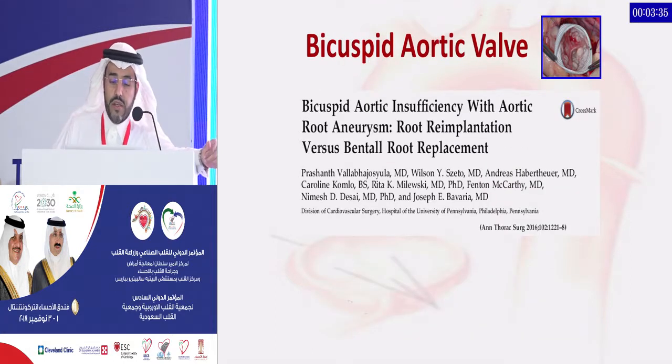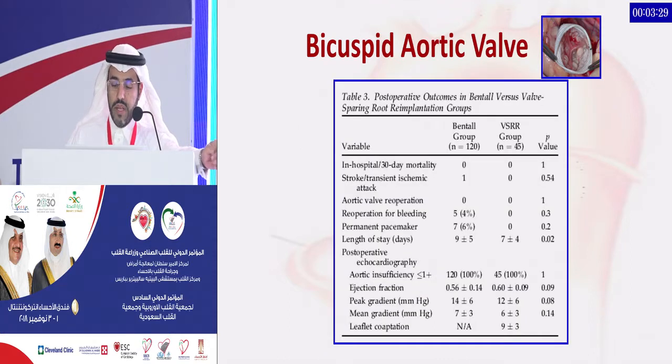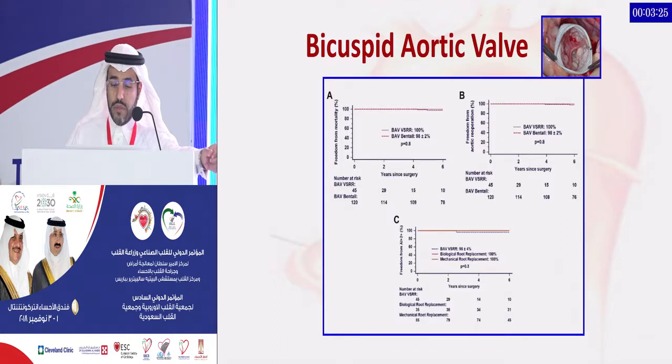This study looked at the patients with bicuspid aortic insufficiency and compared root reimplantation to the Bentall procedure. And there were no differences in the outcome in those patients, postoperative outcomes. And when they looked at the survival, the freedom from mortality, the freedom from reoperation, and freedom from significant AI, it was all the same. So doing a bicuspid valve-sparing root procedure versus a biological valve, there is no difference.